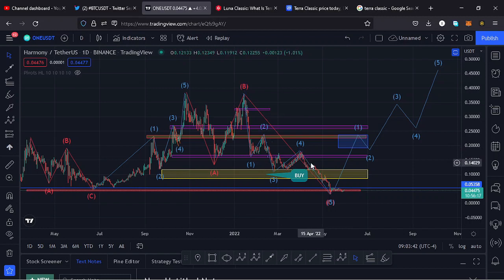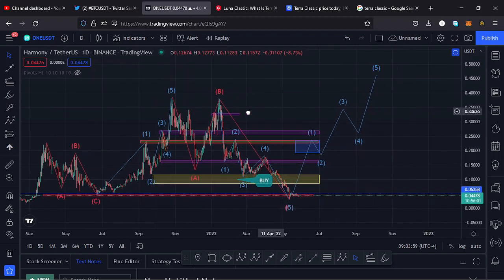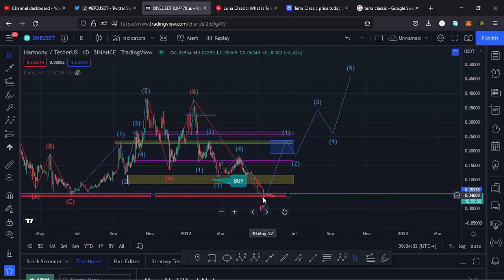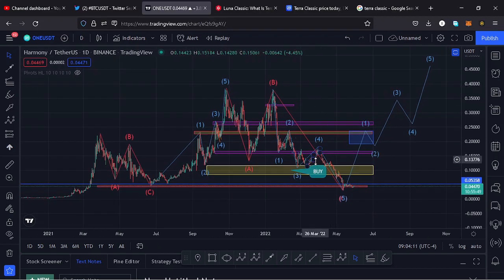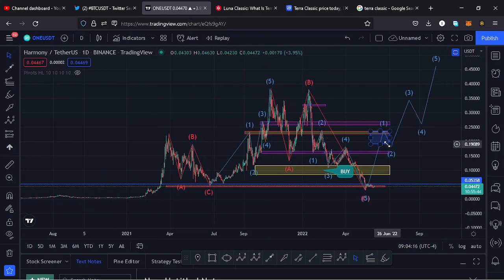And previously my key target area for the wave C was between the $0.03 mark and the $0.08 mark, and you can see we went below that, and we even went to around the $0.03 mark. And I believe Harmony One has done whatever it needed to do in its ABC correction, and soon we might see a pump to the upper side in this Elliott wave pattern, having a wave 5 taking us to an all-time high.